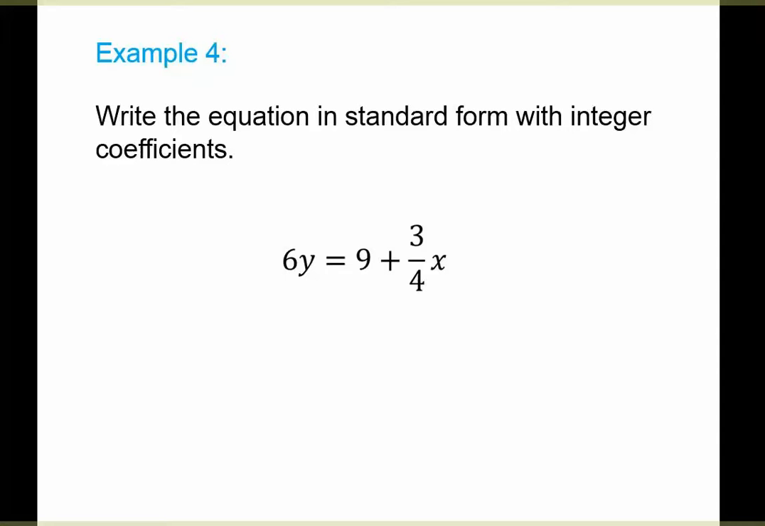Okay, so you have 6y equals 9 plus 3/4 x, and I want to begin by clearing fractions. To clear fractions, and that is the term I'll use throughout the year, I'm going to multiply everything by the denominator here. It's just a little trick up your sleeve that always works.